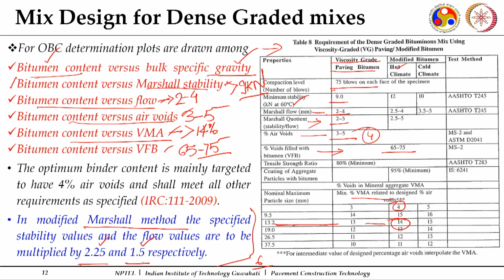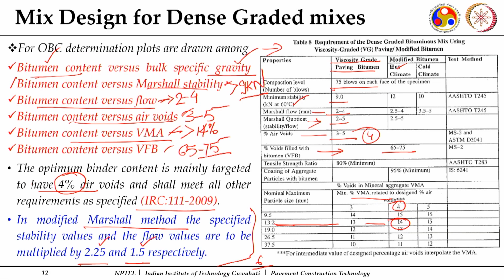Now, in most cases we prefer, and IRC 111 also says, that air void content is a very important factor to control the performance of bituminous mixes. So, always target achieving 4% air void content, and then see at that trial binder content whether you are able to achieve the remaining parameters. If you are able to achieve the other parameters at the binder content which gives 4% air voids, then that can be taken as your optimum binder content.